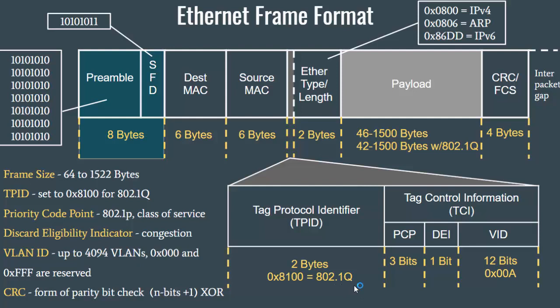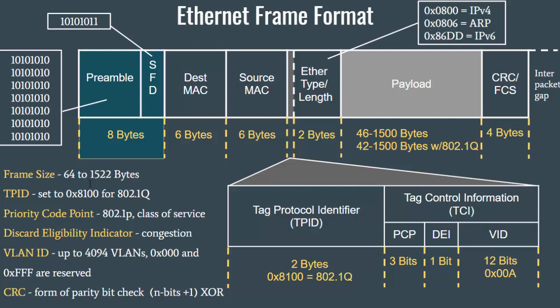802.1Q protocol information. Notice that the EtherType field is 0800 in hex for IPv4, 0806 for ARP, and 86DD for IPv6. But if it's 8100 in hex, it's 802.1Q protocol information. Then in the tag control information, there are 12 bits reserved for the VLAN ID. And in this case, it would look something like this, 0x00A. These would be the 12 bits, 00A. And in this case, you'd have a VLAN ID of 10 because the A is 10 in hexadecimal.